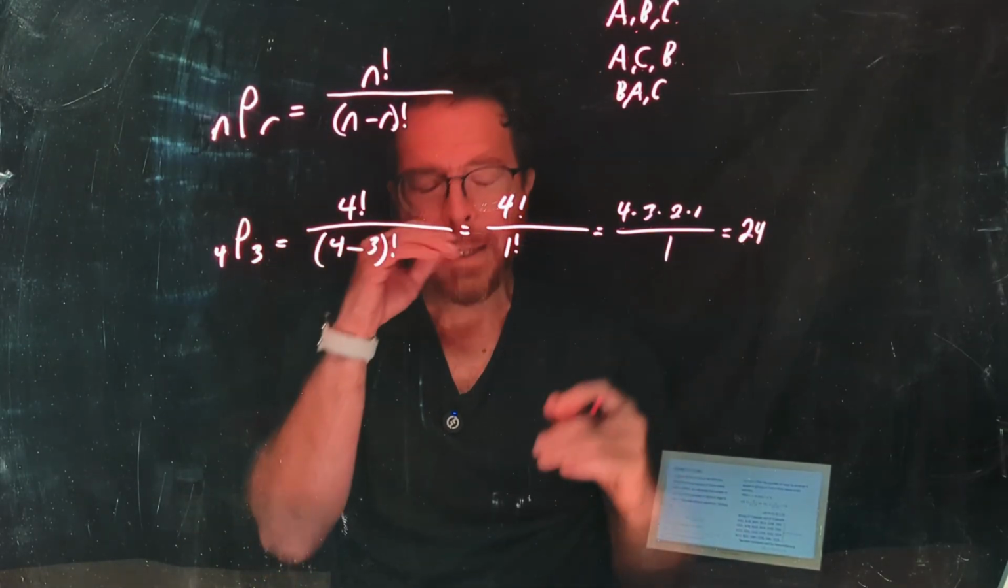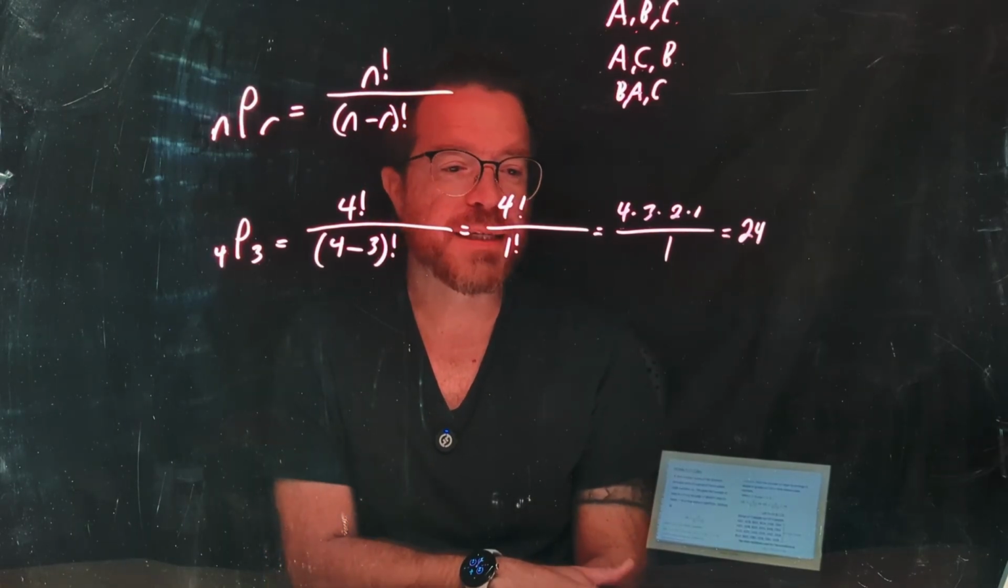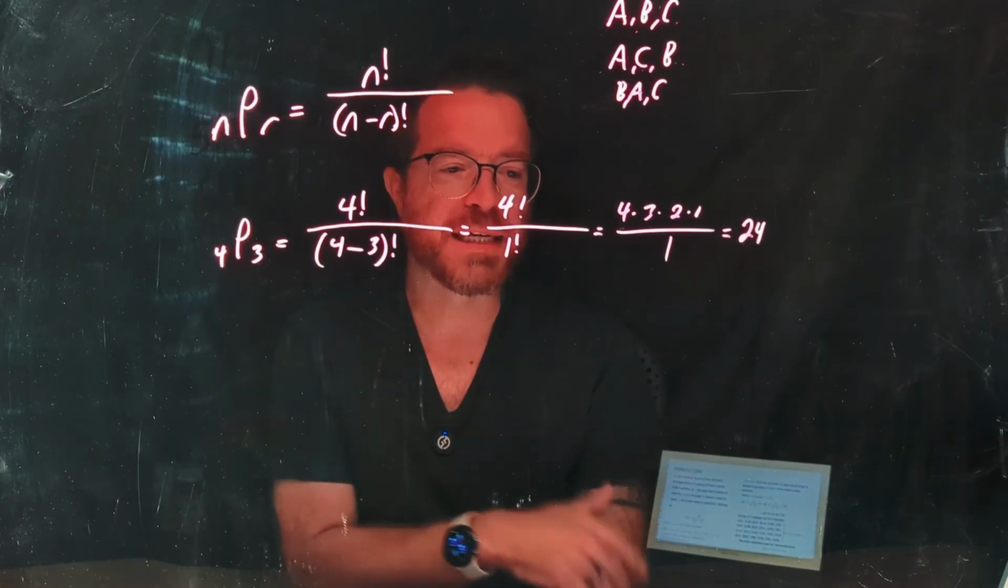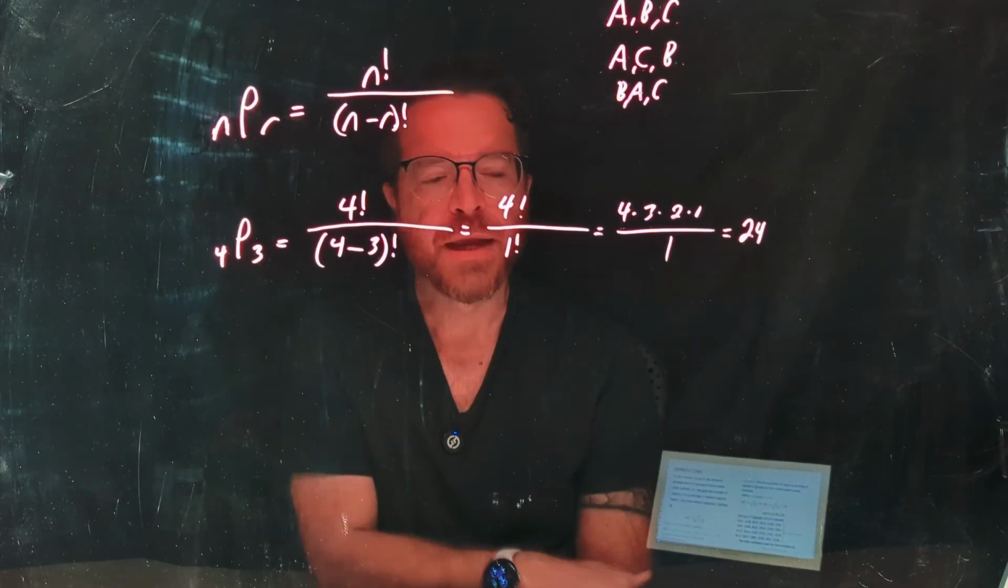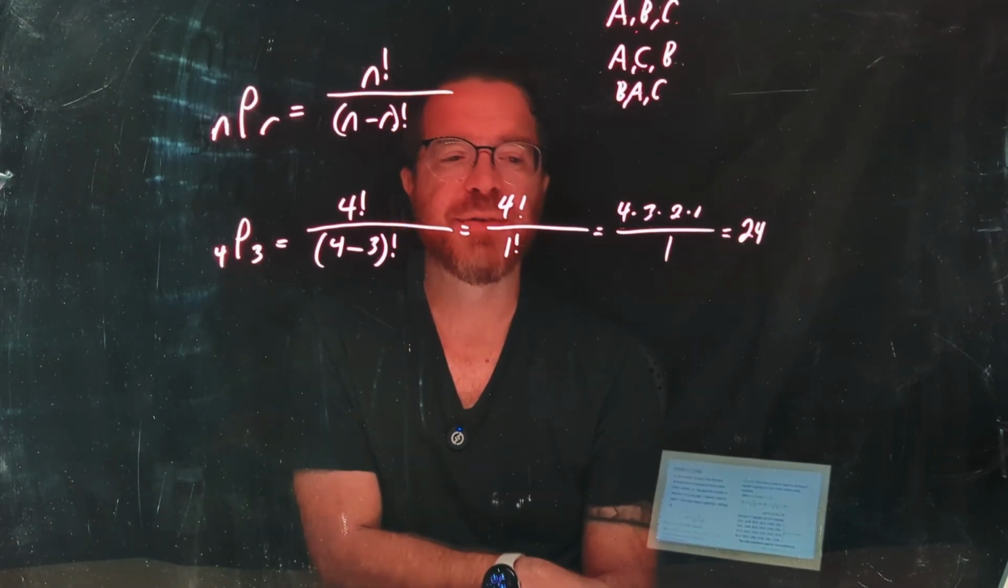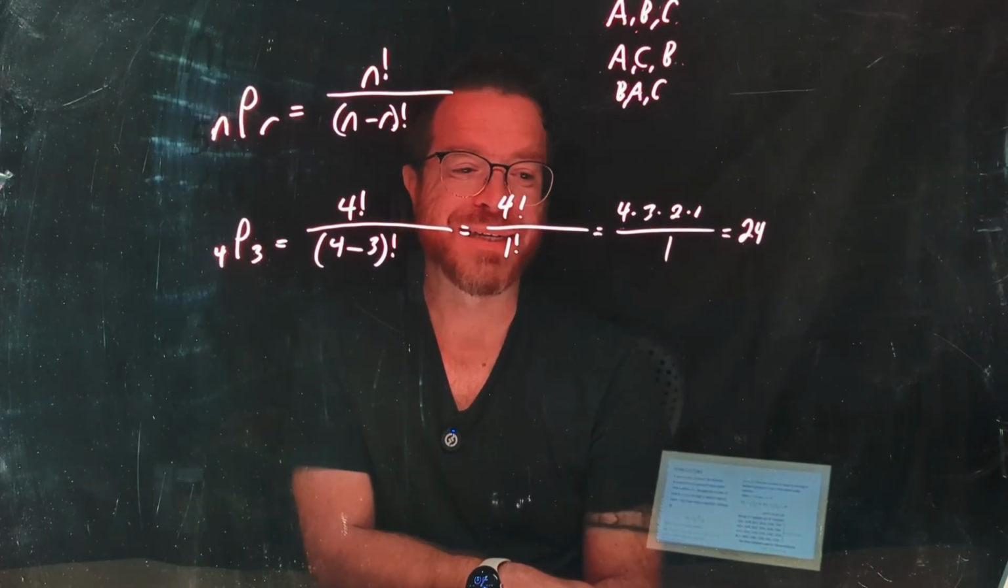And if you look at the slide, you can see an example of all these different groups we could get. ABC, ACB, BAC, BCA, CAB, CBA. Those are all the groups that have A, B, and C. Then you've got the groups with A, B, and D. You've got the groups with A, C, and D. And you've got the groups of B, C, and D.